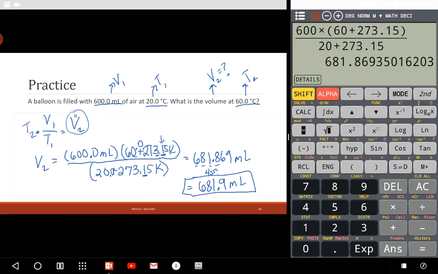We can also do our conceptual double check. Since our temperature is increasing, that means our volume should be increasing. So that means our second volume needs to be more than our first volume. So V2 should be more than V1. And it is.